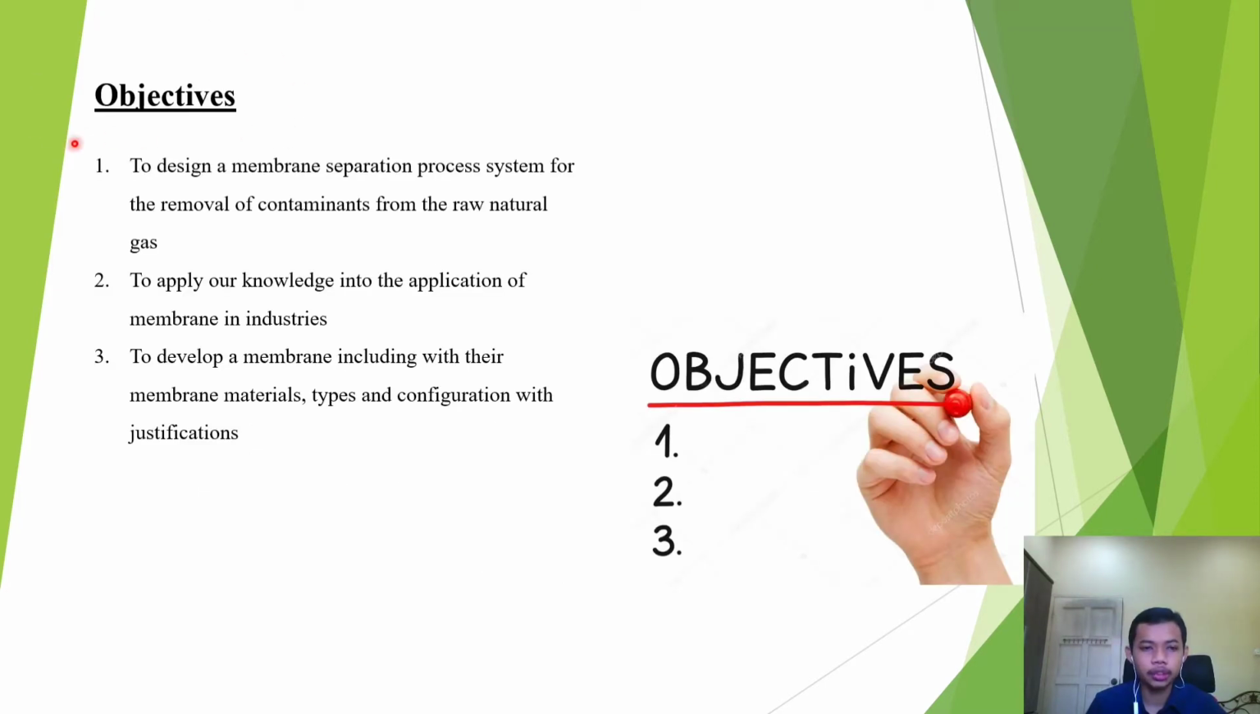There are three objectives for this case study. The first one is we have to design a membrane separation process system for the removal of contaminants from the raw natural gas in stage 1 to meet required specifications of purified natural gas before entering the conversion or reaction process in stage 2. The second one is we have to apply our knowledge into the application of membrane in industries. And the third one is we have to develop a membrane including with their membrane materials, types and configuration with justifications.